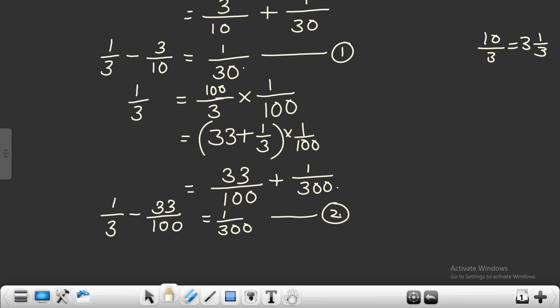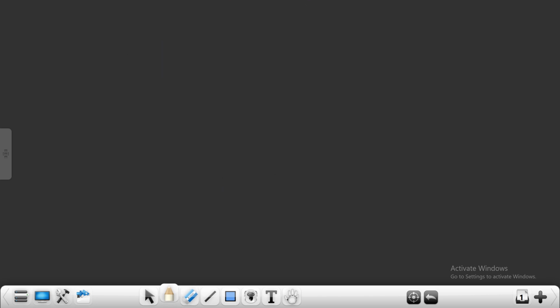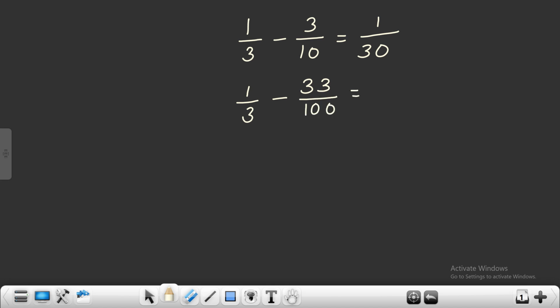We know that 1 by 300 is a lot smaller than 1 by 30. So the fraction 33 by 100 is quite closer to 1 by 3 than 3 by 10. Continuing like this, we get from the first step 1 by 3 minus 3 by 10 is equal to 1 by 30. From the second step, 1 by 3 minus 33 by 100 is equal to 1 by 300.